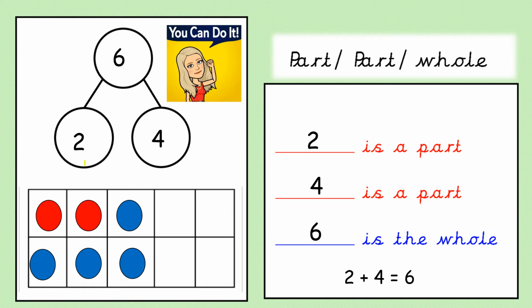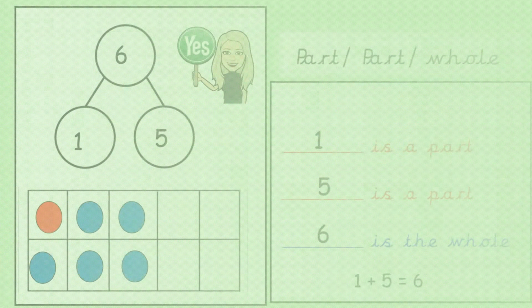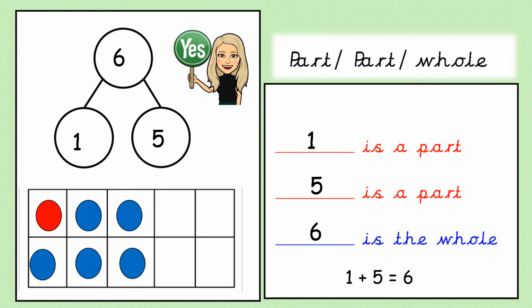Okay, 2 in this part, 4 in this part, the whole is 6. You can see on the 10 frame, 2 are red, 4 are blue, the whole is 6. 2 and 4 is equal to 6. 6 is the whole, 1 is a part, 5 is a part. And you can see it represented on the 10 frame. 1 is red, 5 are blue. 1 and 5 is equal to 6. So these are all the different ways that we can make 6.